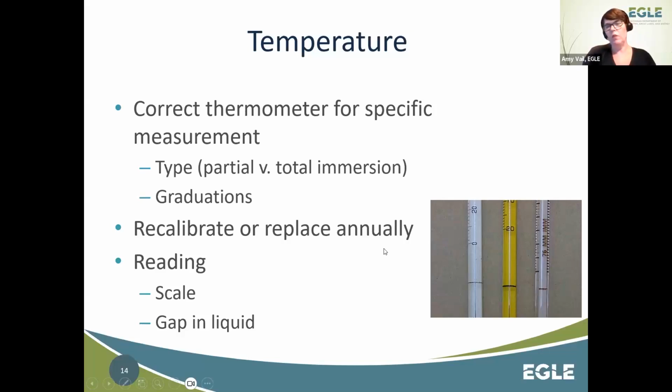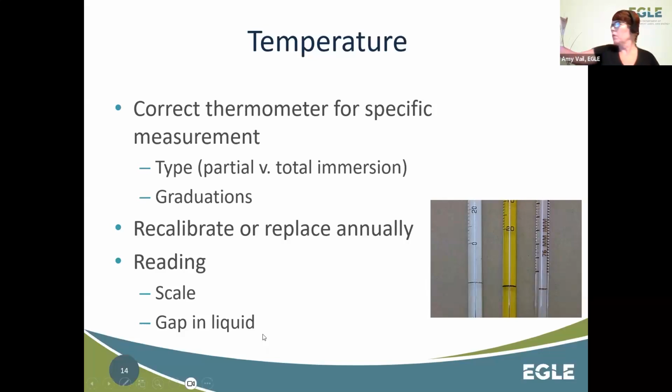Or you can replace them annually. They're not very expensive, so depending on how many you have, it might be cheaper to just replace them than send them in and have them compared against certified thermometers. I talked about the scale, making sure that you're reading the scales correctly because they're all different on different thermometers.